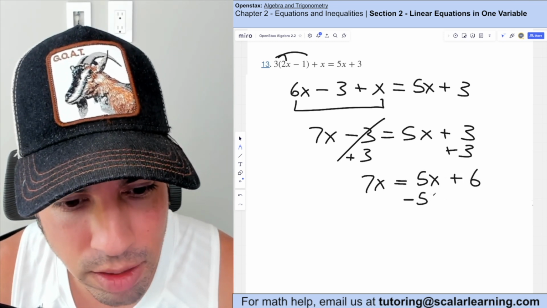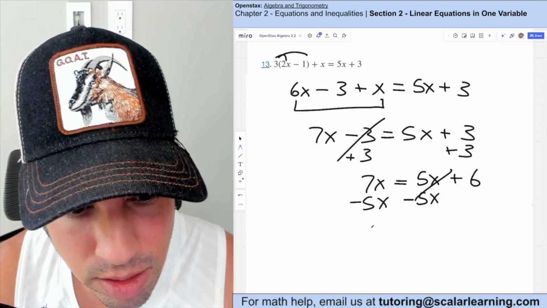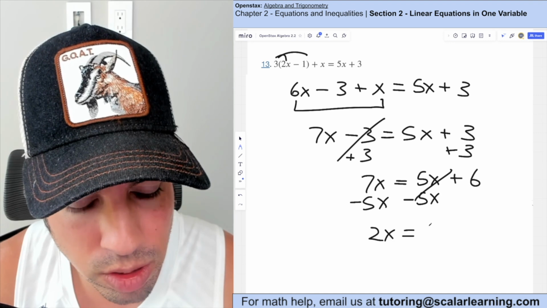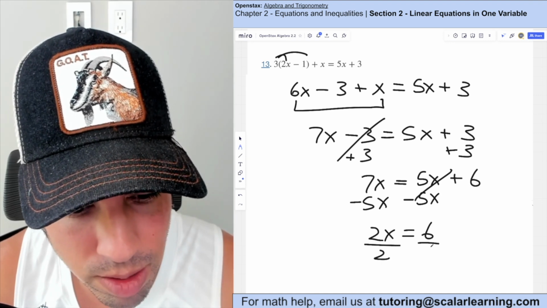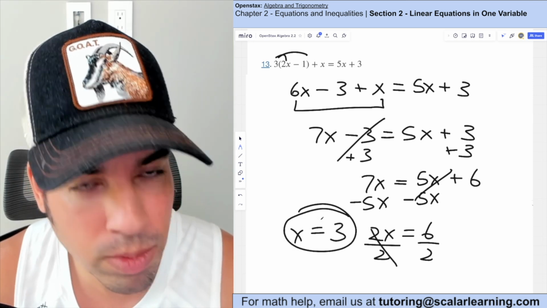Then I'm going to subtract 5x from both sides like so. 7x minus 5x is 2x equals 6. Last but not least, divide by 2, and we get x equals 3. Done.